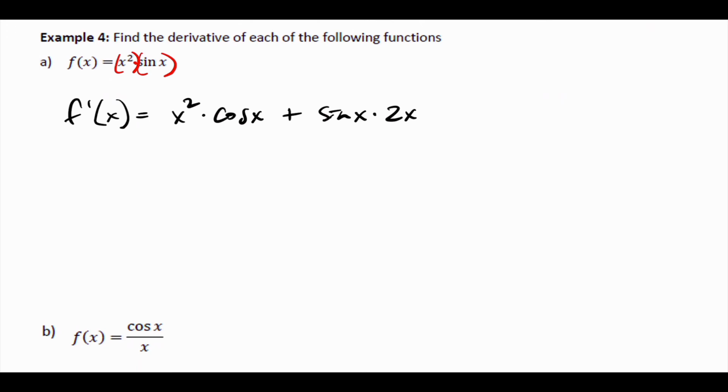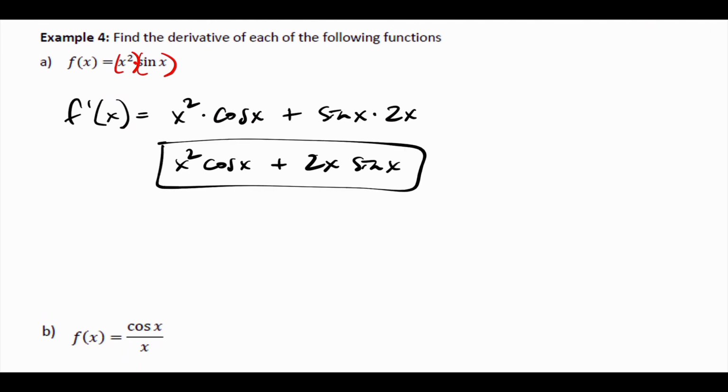Clean it up. We can't really do anything with it. We have x squared cosine of x. The only thing I would do is move this 2x in front of sine of x. There's really nothing else you can do. You can't combine them because they're not like terms.